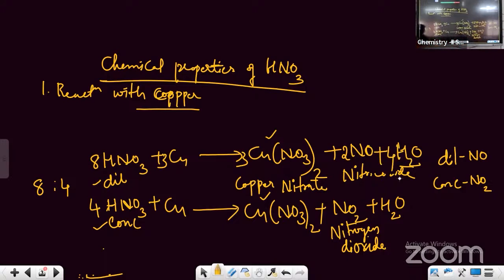Okay. Similarly, try to balance the other one also. So 4 nitrogens. How will you balance this? 2 nitrogens are already here, so 2 more nitrogens. How many hydrogens? 4 threes are 12 hydrogens. So already 2 are here, so 6. Okay. Now we'll go to the next reaction.